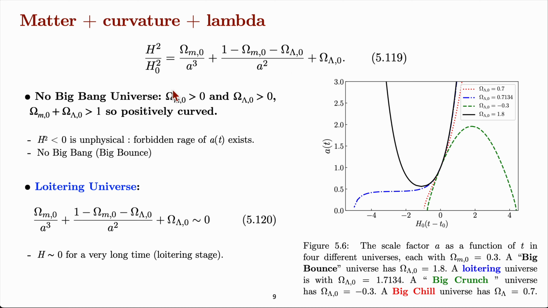And first of all, if rho m0 is positive and rho lambda 0 is positive, then this sum, rho m0 plus rho lambda 0, is now greater than 1, so positively curved. And in this case, H squared is negative, being unphysical, so there is no range of A to exist, so there's no Big Bang.